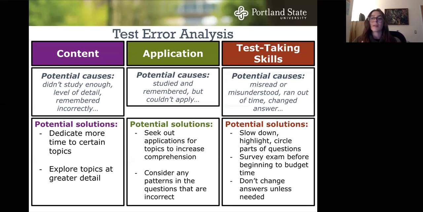In that case, we need to be thinking about slowing down while we're taking the exam, underlining key terms, and scanning the exam before we begin just to see how much time and effort we should be putting into each question. And then also really only changing answers to questions if you are 100% confident that the new answer is correct. There are a lot of studies that show that our first answer is likely the most correct one, and then we tend to switch it to a different one. So we want to make sure that if we are changing our answer, we do know for a fact that that is the right one.